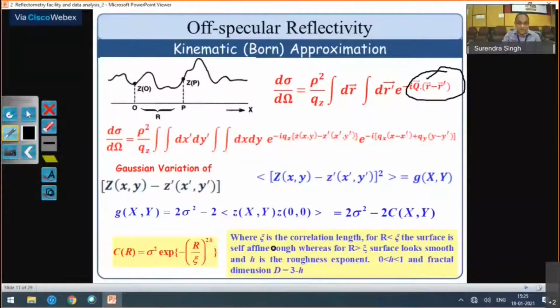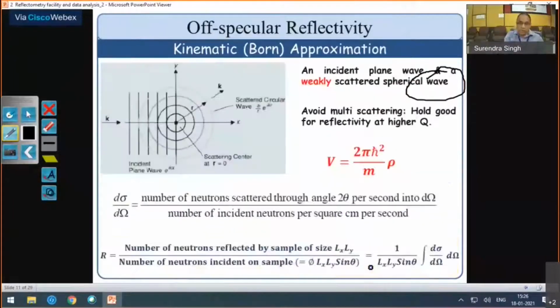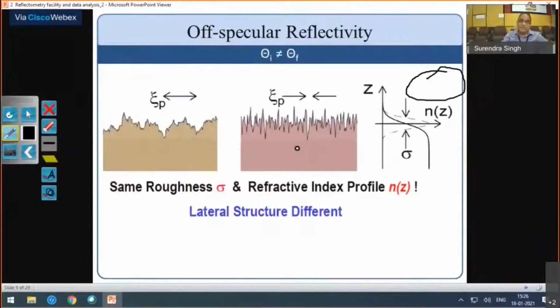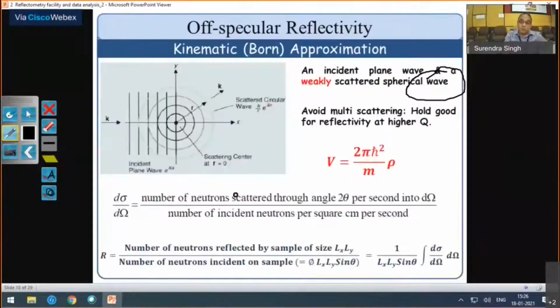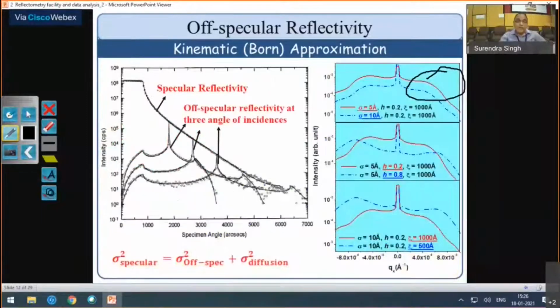This h says, if you have h towards 0, then you have zigzag interfaces like here. Here h is towards 0. Here h is towards 1. So the h value is called the Hurst parameter. It is 0 to 1. And typically in reflectivity, here I have shown the specular reflectivity. This one is the specular reflectivity, all the way going down.